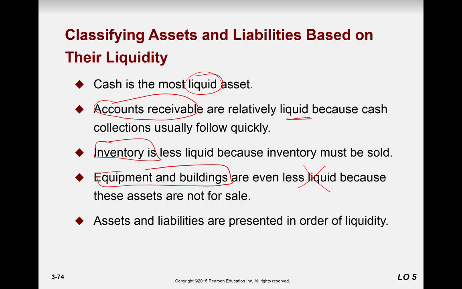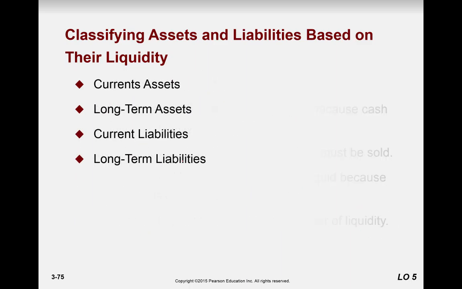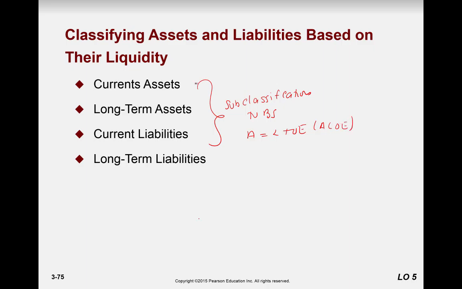So assets and liabilities, which are on our balance sheet, are presented in the order of liquidity. So as you guess, cash would be first. Then we have current assets, long-term assets, current liabilities, and long-term liabilities. These are subclassifications to our balance sheet. And remember, our balance sheet is assets equal liabilities plus owner's equity, ALO for short.